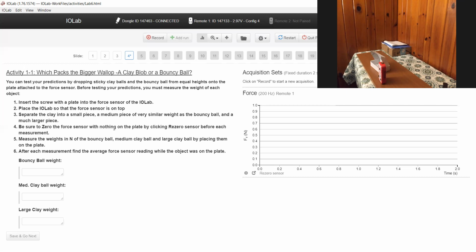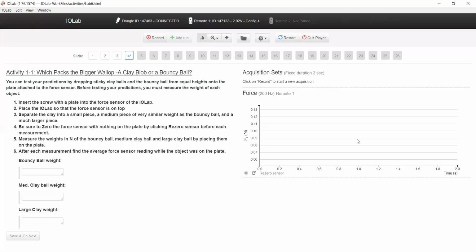Be sure to zero the force sensor with nothing on the plate by clicking zero sensor before each measurement. They want us to measure the bouncy ball, medium clay, and the large clay. I'll show you. Let's start by measuring the weight of our bouncy ball and clay balls.